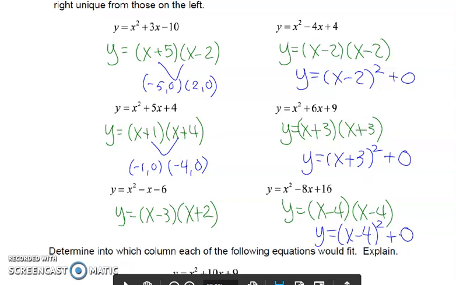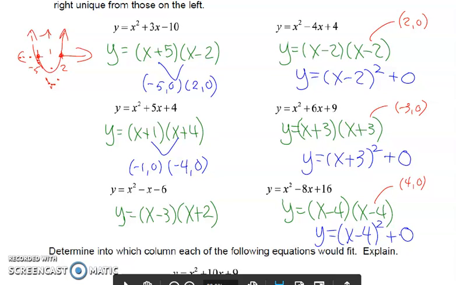The equations on the right actually have only one zero. For the first one, both zeros are 2. For the second one, both zeros are -3. And for the last one, both zeros are 4. So for the equations on the left, you have a parabola going through -5 and 2, crossing the x-axis at two different locations. For the equations on the right, the vertex of the parabola is actually sitting on the x-axis. It touches at one point.